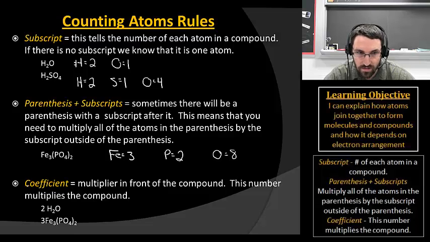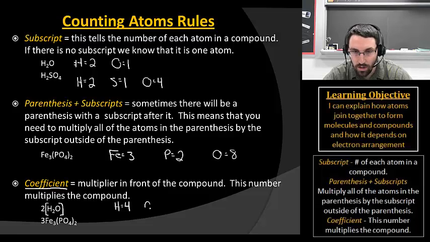The last one we have, this is the new one, is a coefficient. A coefficient tells how many of the compounds you have. So it multiplies all the atoms individually times that. So I have 2 compounds of H2O, or 2 molecules of H2O. That means I have H equals 4 and O equals 2. 2 times 2 is 4. 2 times 1 is 2.